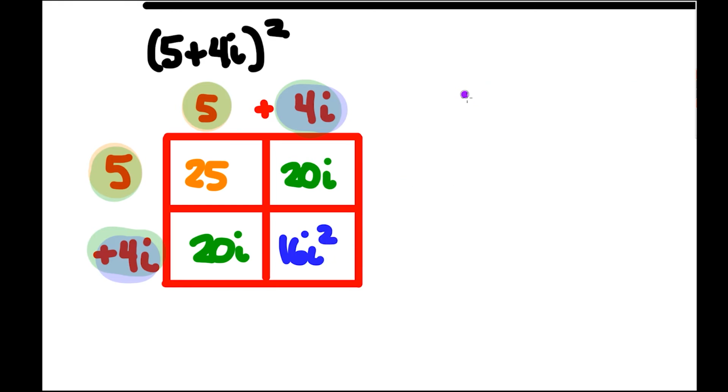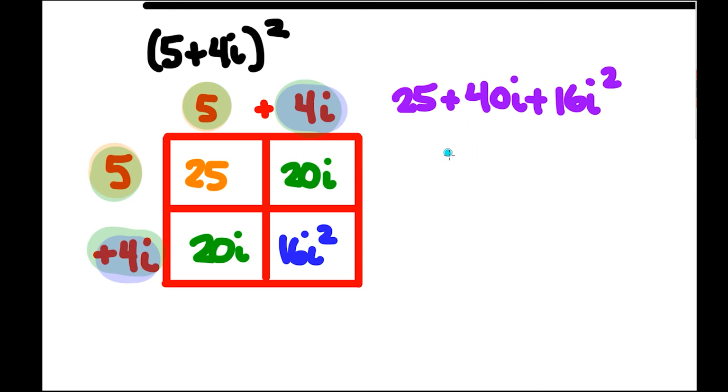Okay, the next step is to add all these up. So we're going to have 25 plus 20i plus 20i is 40i plus 16i squared. Okay, from here I'm going to simplify. This i squared is -1. So this thing right here is going to be times -1. So it's going to be 16 times -1. So we're going to have 25 minus 16 is 9. And then plus 40i. And that should be the final answer right there.